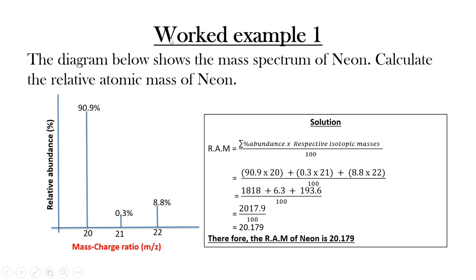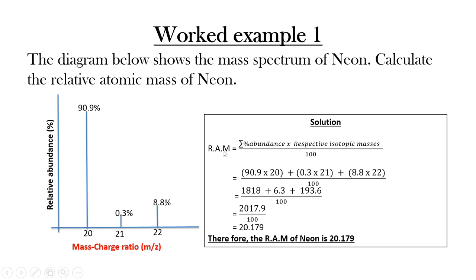This is a worked example which says that the diagram below shows the mass spectrum of neon, and then it asks: calculate the relative atomic mass of neon. So after using the mass spectrometer, the detector, you had to read the spectrum. The spectrum was showing these values, showing us the mass of each isotope and its percentage abundance. Another question is, what is the relative atomic mass of neon after having all this data? So we have this method which we already have.